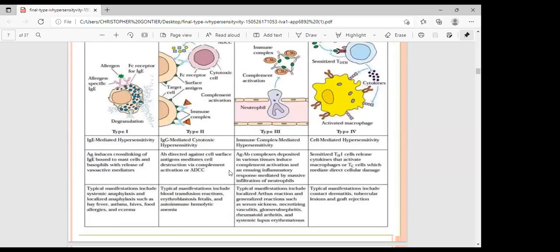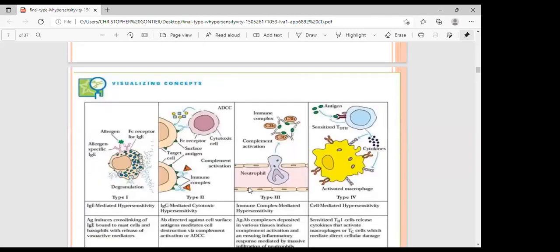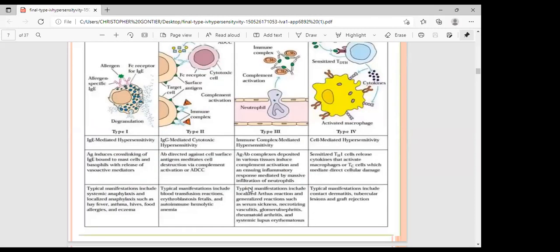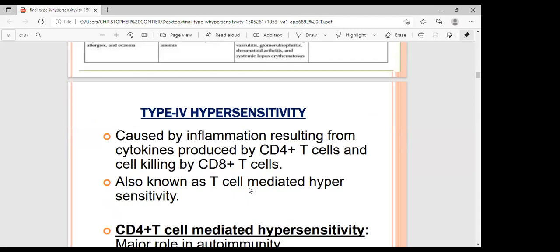That's okay. This is just looking at a diagrammatic representation where we're comparing and contrasting all four in a tabulated diagrammatic form. Good for quick revision, but essentially not really important because we're going to highlight type 4. So principally it is caused by inflammation resulting from cytokines produced by CD4 plus T cells, and cytotoxicity by CD8 plus T cells. As you can see, both together constitute a T cell mediated hypersensitivity.